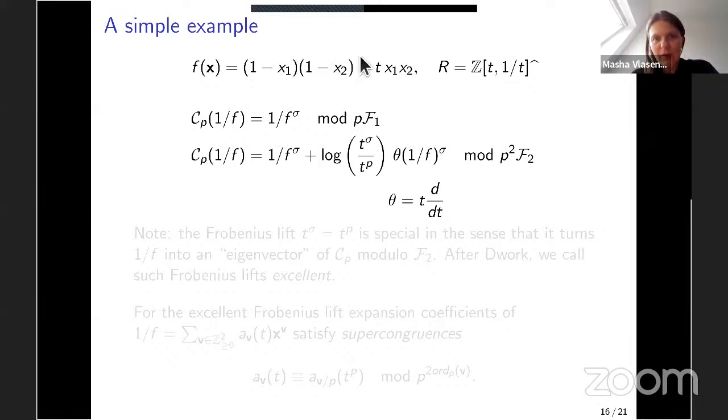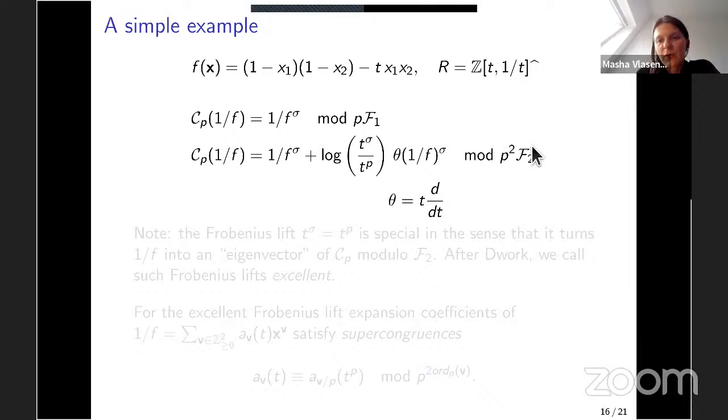Here is a Laurent polynomial in 2 variables, and t is a variable in the ring R, which we will assume to be the p-adic completion of the ring of Laurent polynomials in t. Then, modulo the first step in this filtration, we have that the Cartier operation sends 1 over f to 1 over f^sigma, whatever choice of sigma is the Frobenius lift. It could be just sending t to t to the p or some other p-adic analytic function, which is congruent to t to the p modulo p.